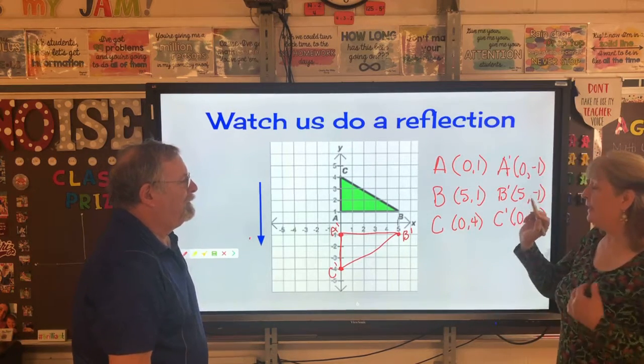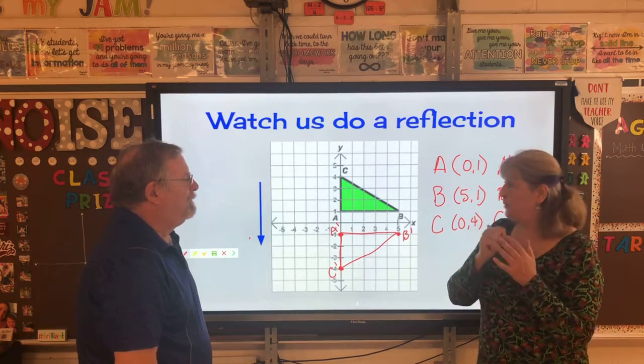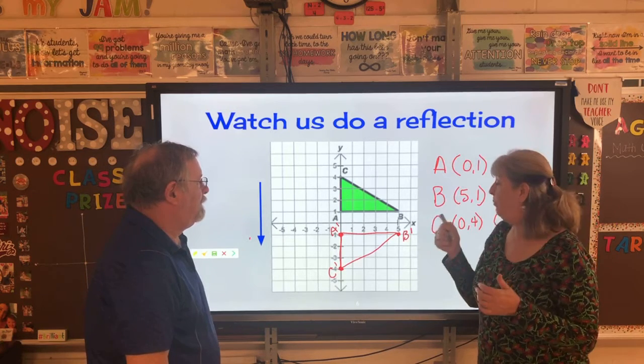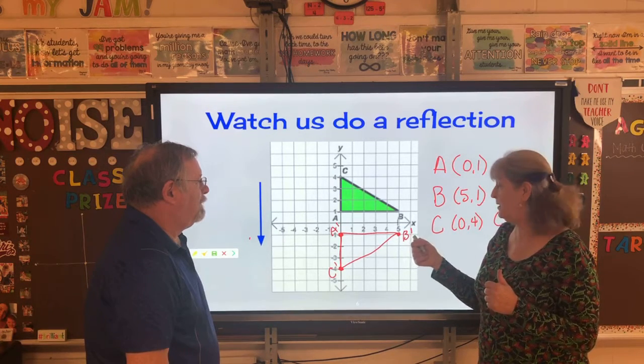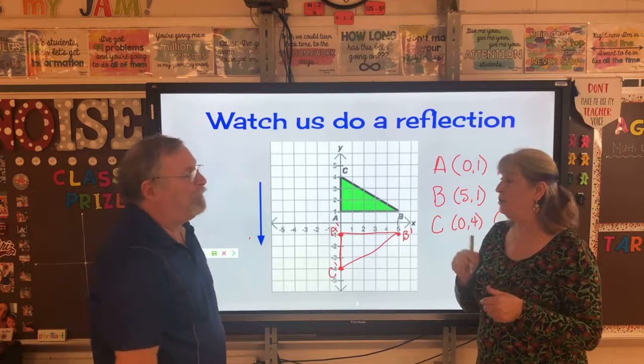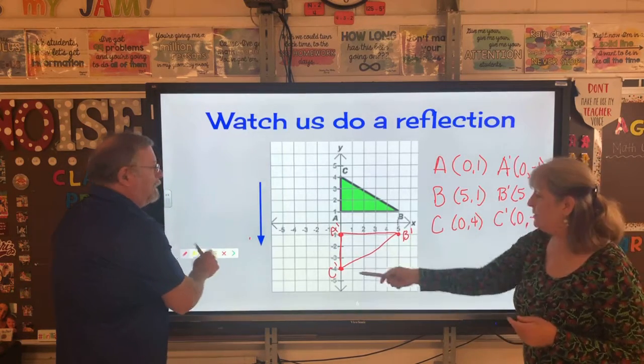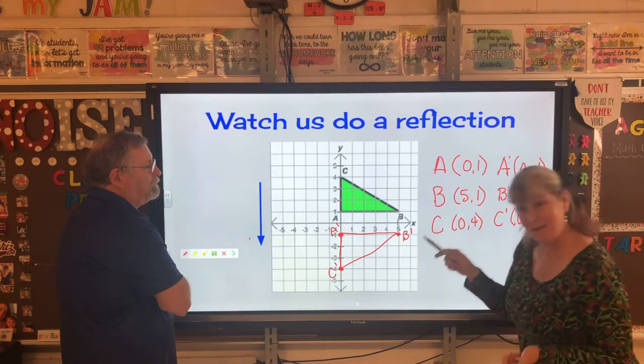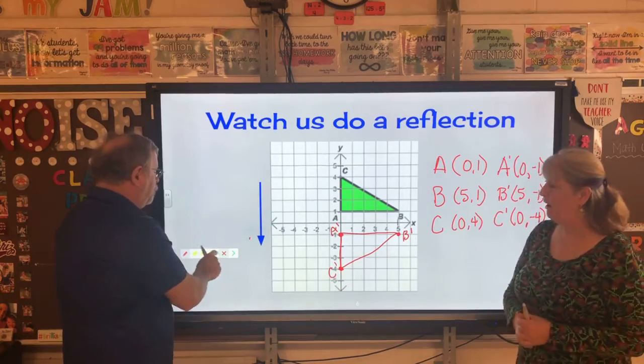The key is, if you are going to be doing this on a grid, you must put those points there and put that prime. Make sure you do that. And sometimes you'll be asked to do this, sometimes both. So be ready.